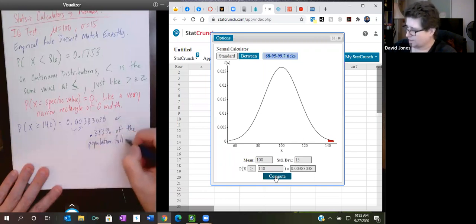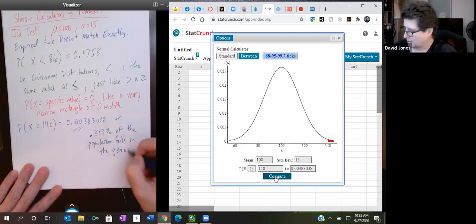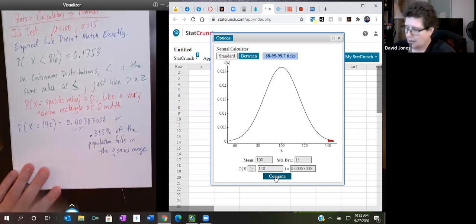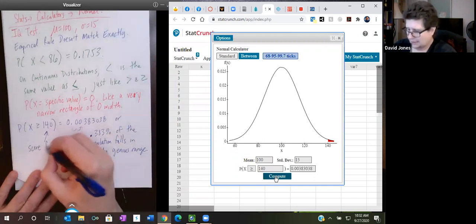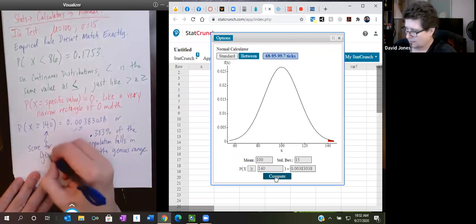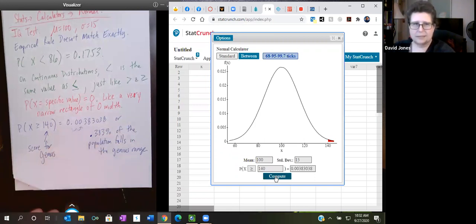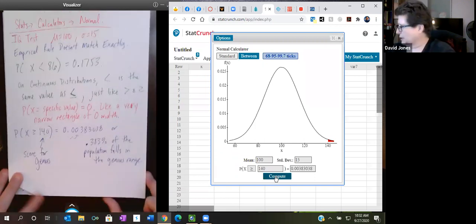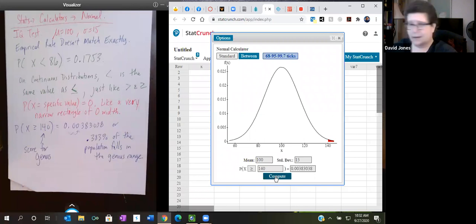Falls in the genius range. That's considered the score for genius. As sad as it makes me, mine is not 140. It's below it. But I'm still smart.